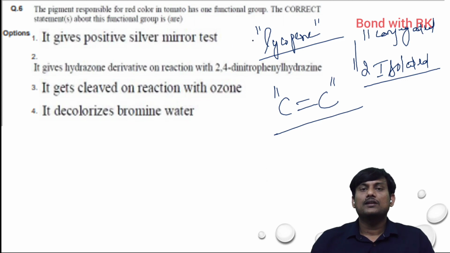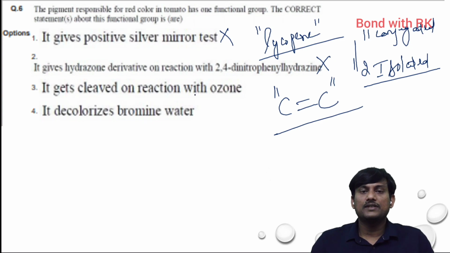So the molecule lycopene can exhibit the tests of alkenes, or C double bond C. It gives positive silver mirror test. Silver mirror test is exhibited by the aldehyde, so this one is not correct. It gives hydrazone derivative on reaction with 2,4-dinitrophenylhydrazine. This is the test for carbonyl compound, so this one is negative.